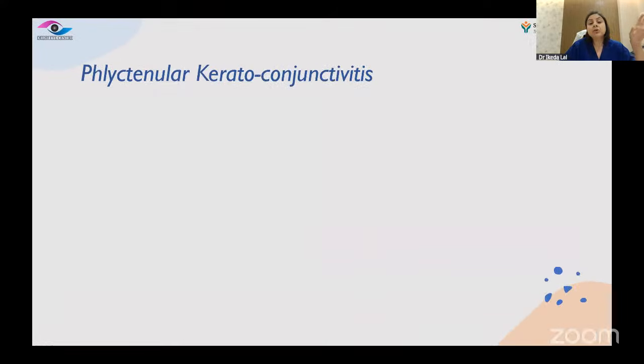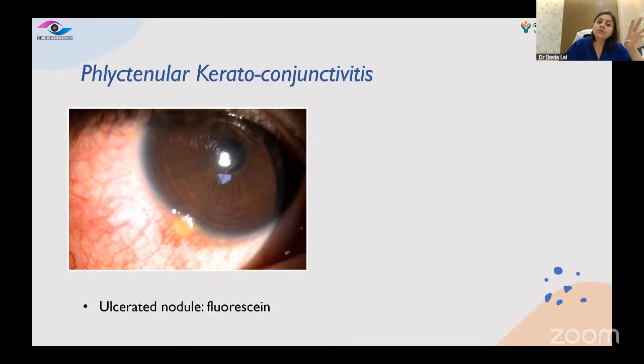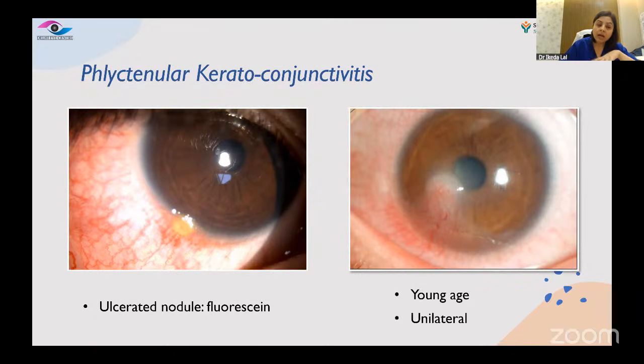In kids, especially because a lot of kids present to us with VKC, we need to also differentiate phlyctenular keratoconjunctivitis from VKC. Here, typically it is unilateral, and when we stain this, we'll see one nodule, and on fluorescein staining, this will probably take up stain, and this can progress to a phlycten like this, which has a corneal phlycten involvement as well.